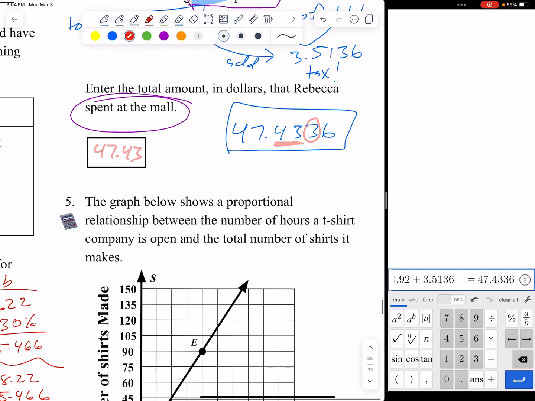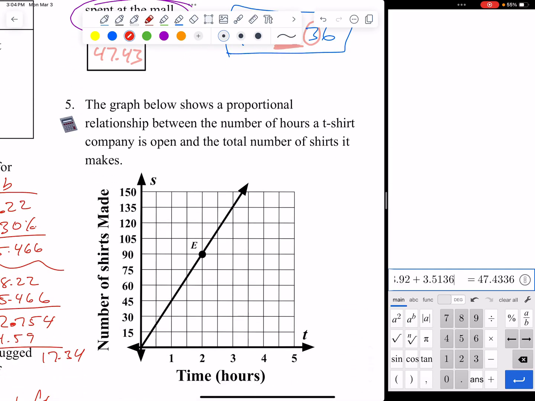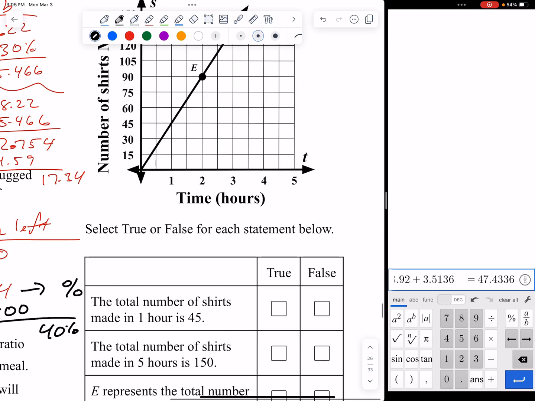Alrighty. The graph below shows a proportional relationship. So what do I know about this? I told you at the beginning, if this is your y and your x, the graph of any proportional relationship goes up to the right. It is a straight line that starts at 0, 0. Okay. Anyways, select true or false for each statement shown below.